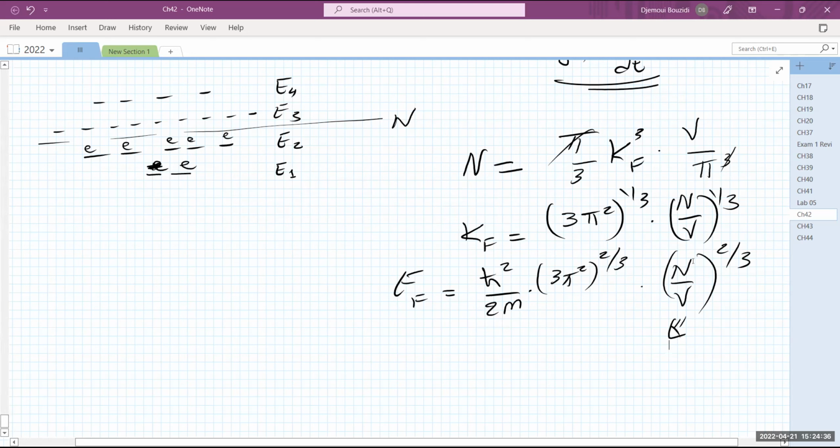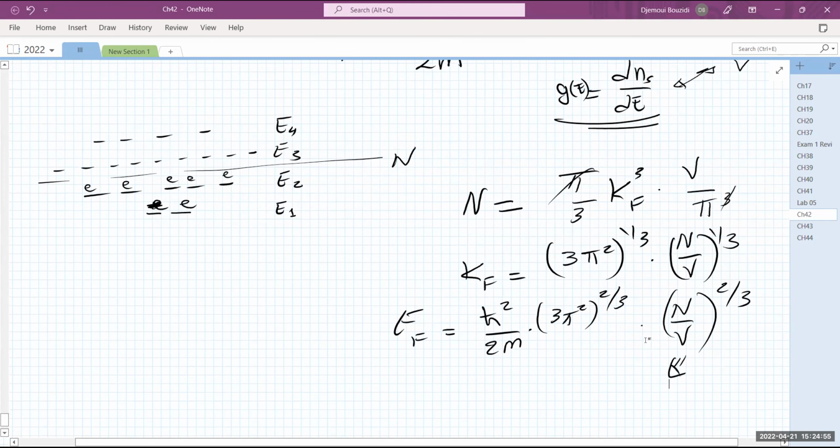So that's basically it in a nutshell. Everything else is just numbers in here. h bar is 10 to the negative 34, squared. m is 10 to the negative 31. These are just numbers, but this is the critical piece for the Fermi energy level. Make sense?